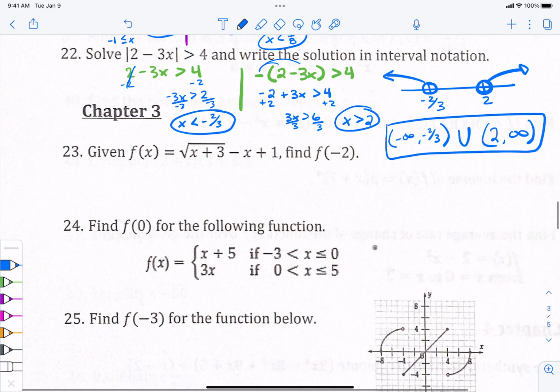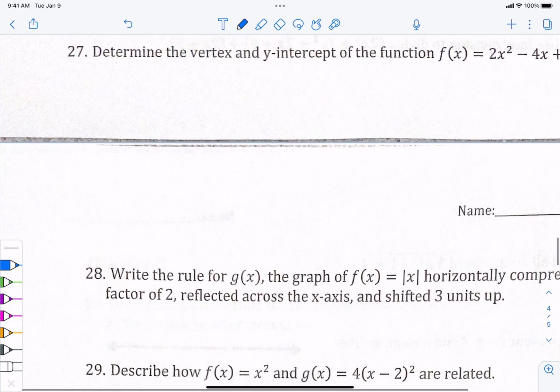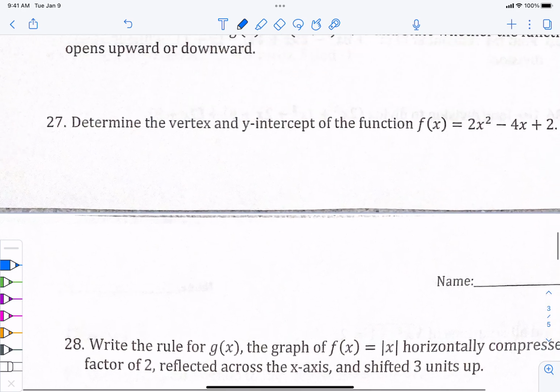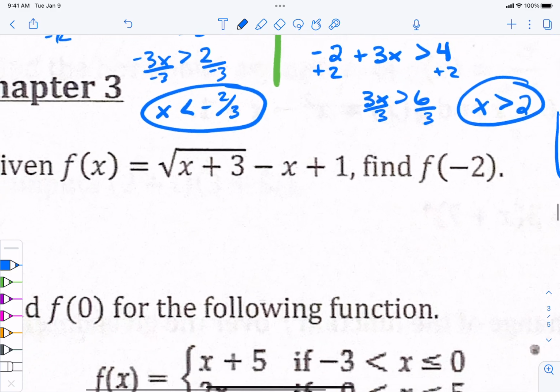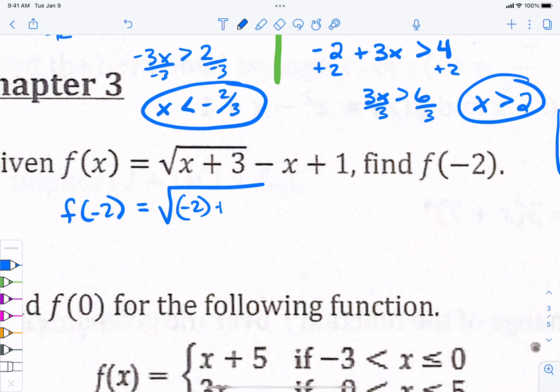All right, 23. This is chapter 3. What did we do in chapter 3? Quadratic functions. Vertex, y-intercept, that stuff. Given this function, find f of negative 2. What does that mean? Plug in negative 2. Be careful because you can screw these up pretty easily.